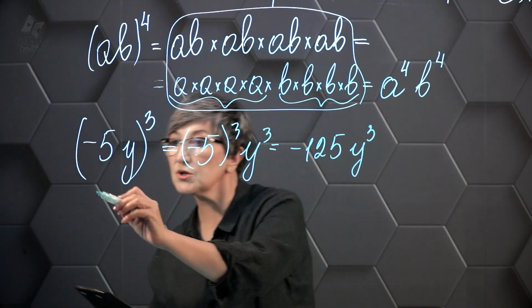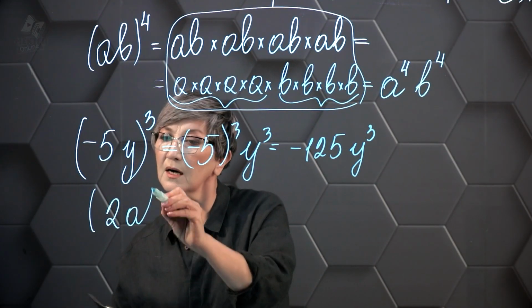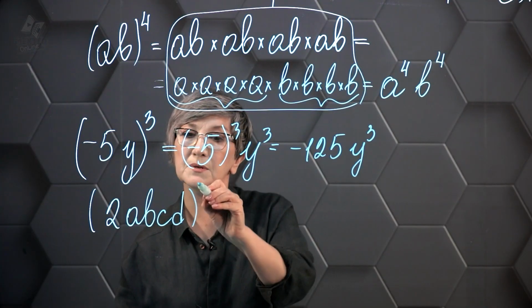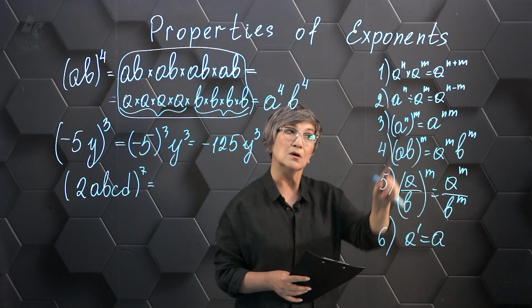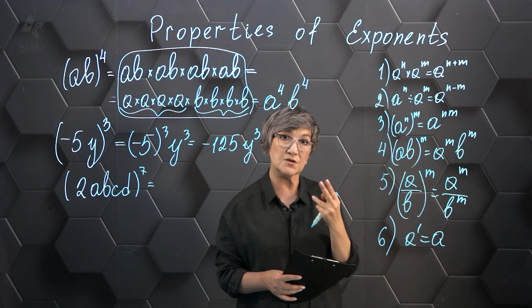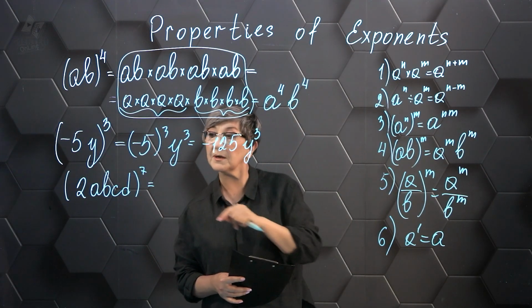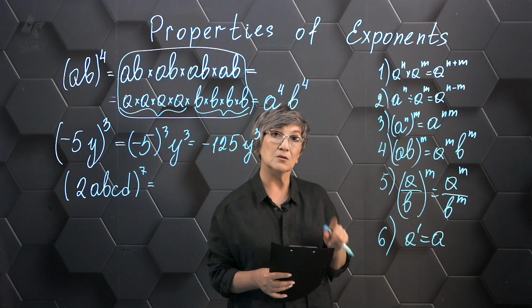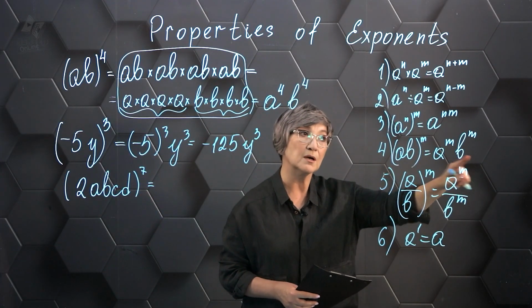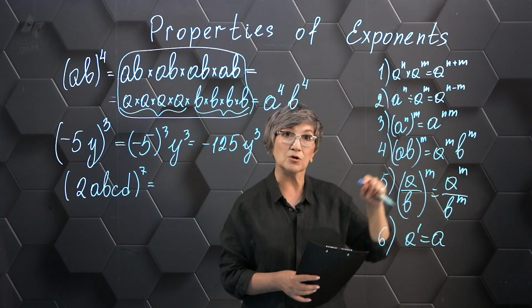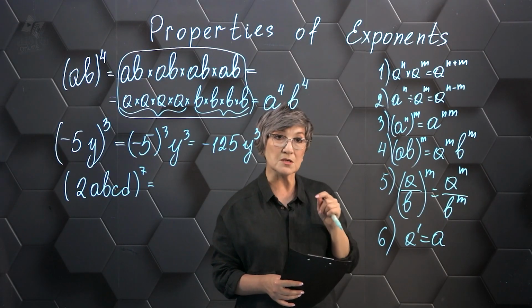Let's solve another example with you. (2abcd) to the power of 7, according to our rule. We only have 2 multipliers in the rule, but in this example we have 5 multipliers. But even though the number of multipliers is greater than the number of multipliers in the rule that we wrote down, we can use the same rule.